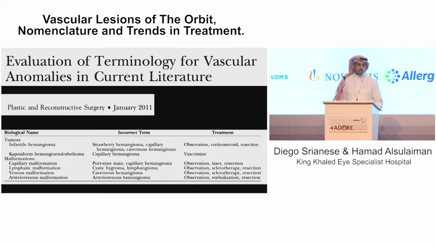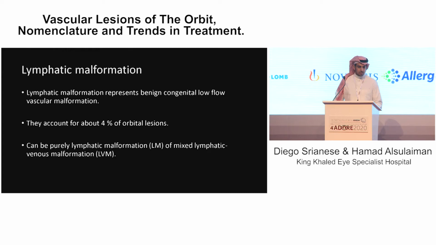Some incorrect names have been used in the past, and I'll touch upon some of them. For example, infantile hemangioma used to be called strawberry hemangioma or capillary hemangioma. Lymphatic malformation used to be called lymphangioma, and still is to this day. And cavernous venous malformation is sometimes called cavernous hemangioma.